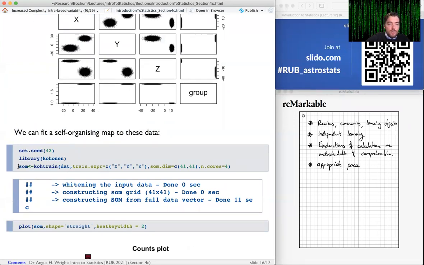So the first thing that we do is we just fit the SOM. For this, I'm going to use a function that I wrote called cotrain, which does a self-organizing map training. The name comes from Cohen. Cohen was the person who came up with the self-organizing map. All I'm doing is I say I want to train a self-organizing map on the data DAT, using the variables X, Y, and Z. And I want my manifold, my mesh, to be 41 by 41 elements in size. It's a two-dimensional mesh.